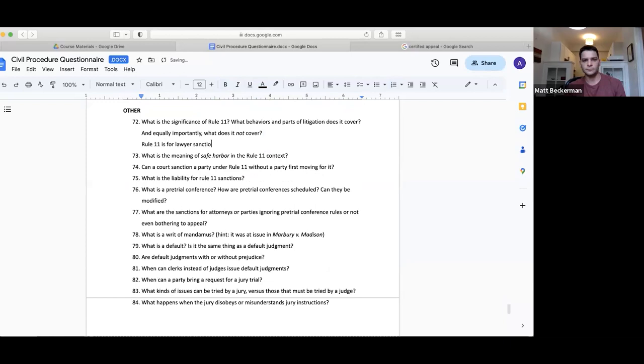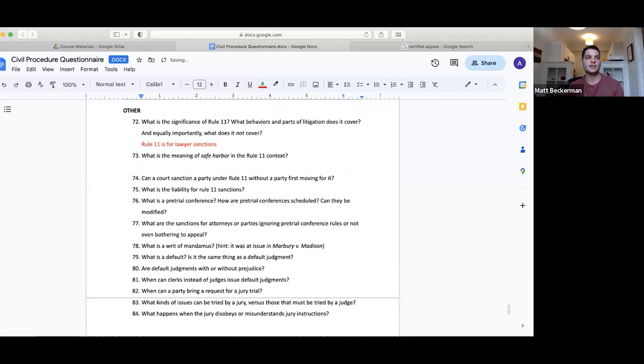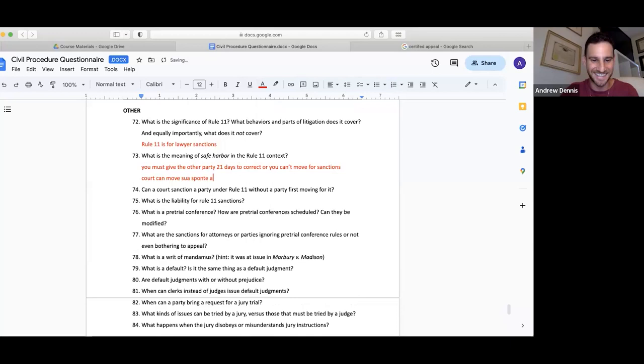Right, Rule 11 is for lawyer sanctions. Is that fair enough? On pleadings and complaints and motions. Safe harbor, that's 21 days? Yeah, so you have to give the other party 21 days to correct. Otherwise, you can't move for sanctions, but the court can decide one party has to be sanctioned on its own. Sua sponte. Yeah, sua sponte.